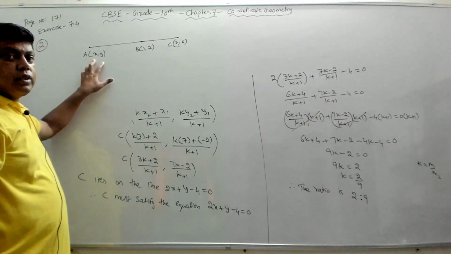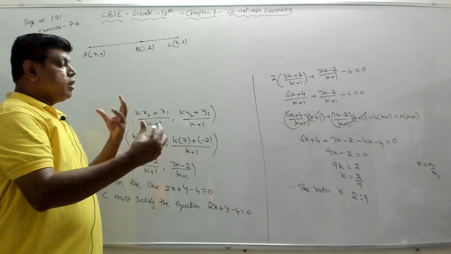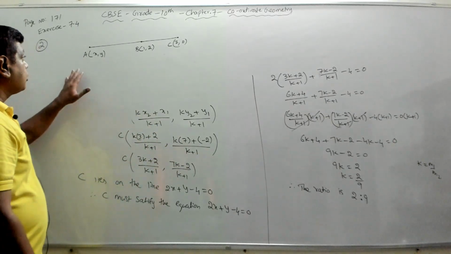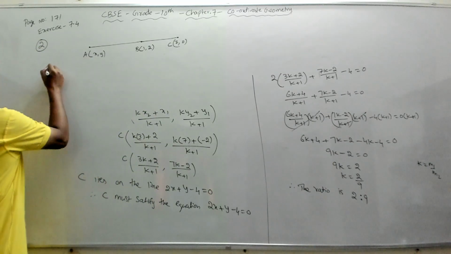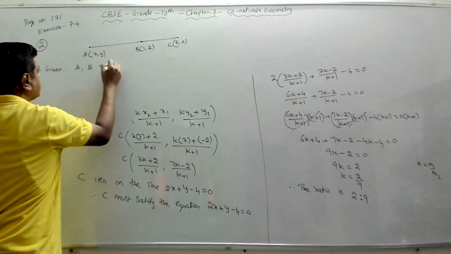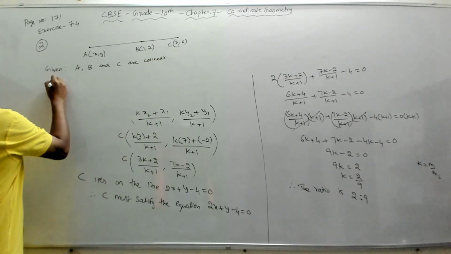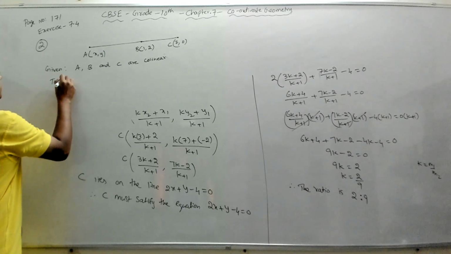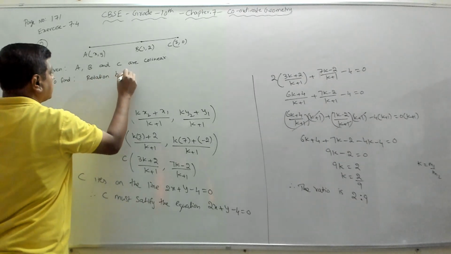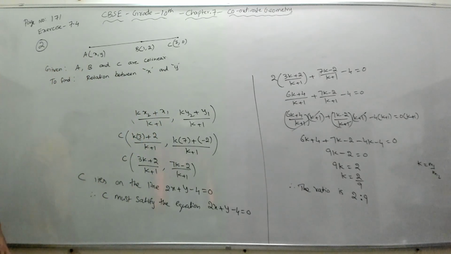Now we have to find the relationship between x and y. If they say find the relation between x and y, it means we need to find an equation having x and y. That will be the answer. Since these 3 points are collinear, they have given that A, B and C are collinear, and what we should find is the relation between x and y.